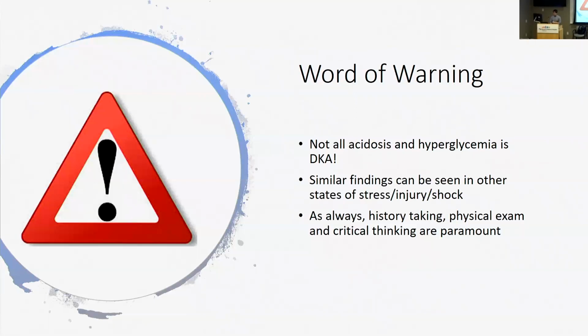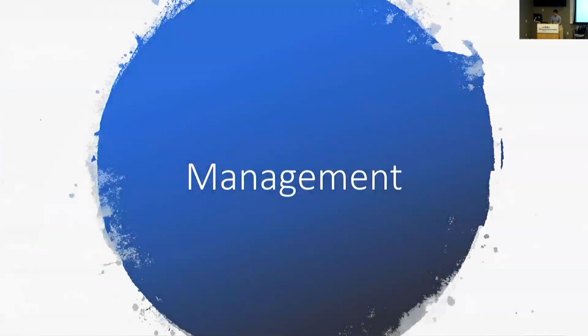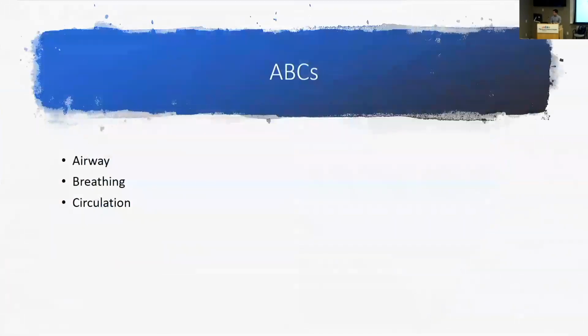So just important to remember that these are classic signs and symptoms and lab findings, but they're not 100% specific. And so you have to always bear in mind what other things may be going on. All right, so now let's move towards management. So as always, first thing you want to do, ABCs, so airway, breathing, and circulation.